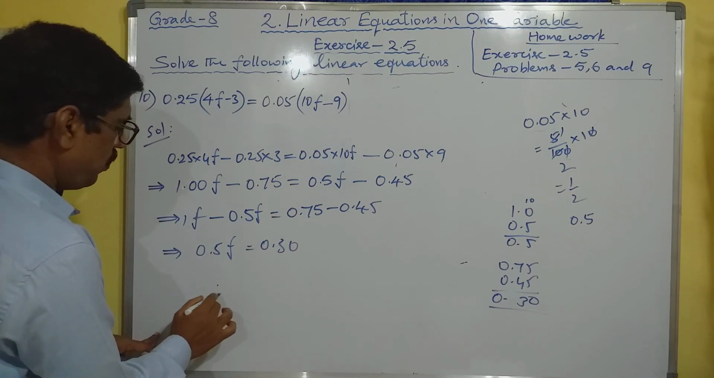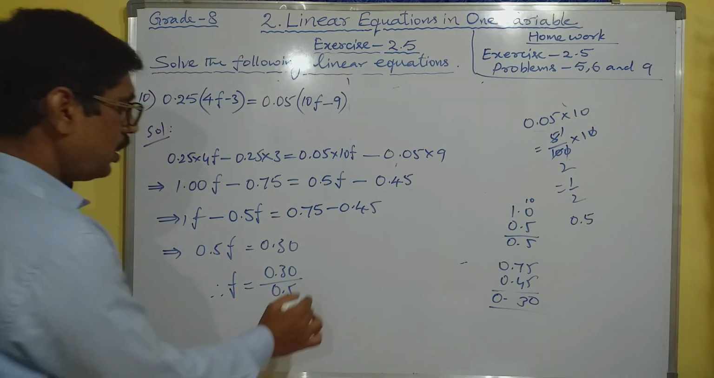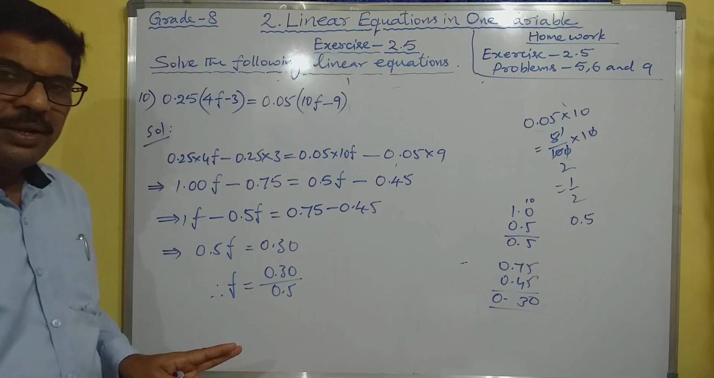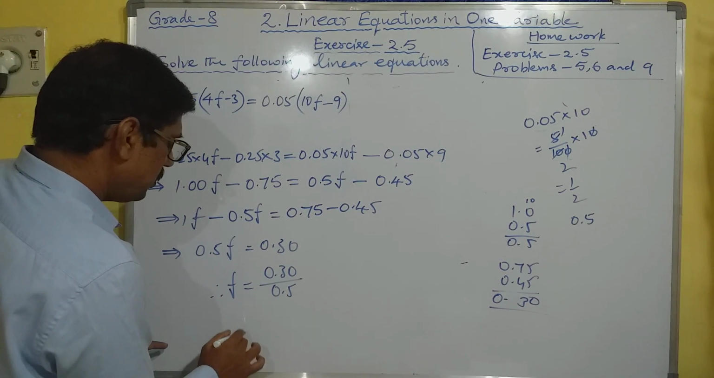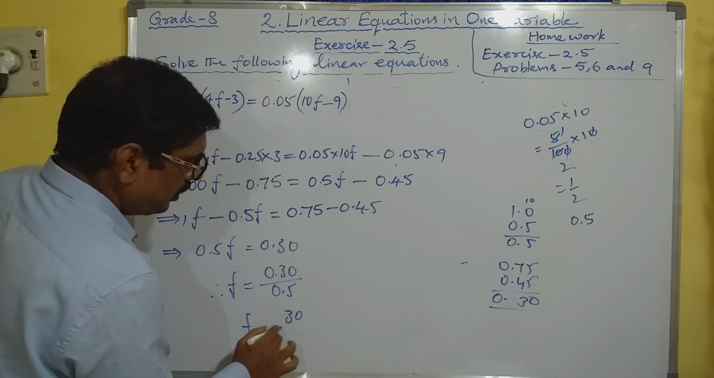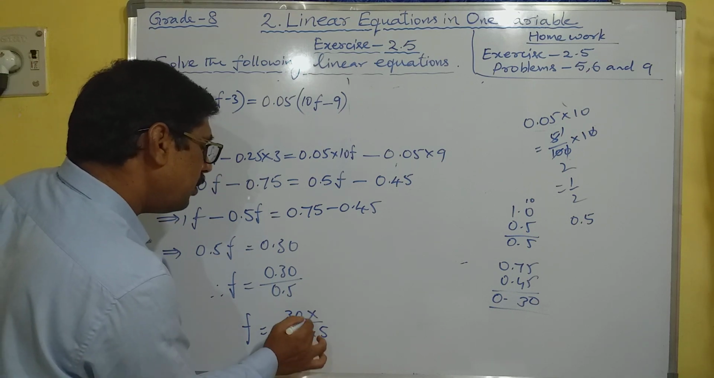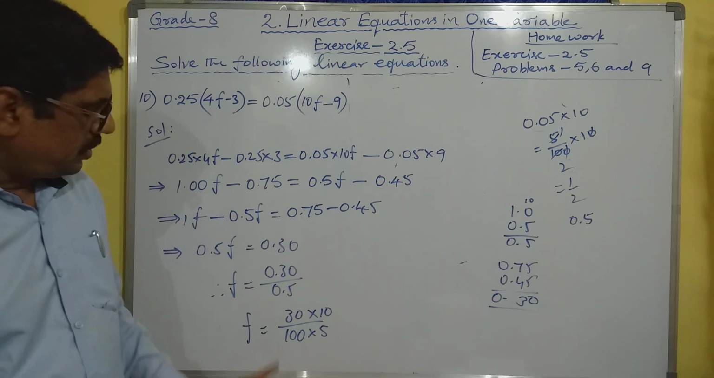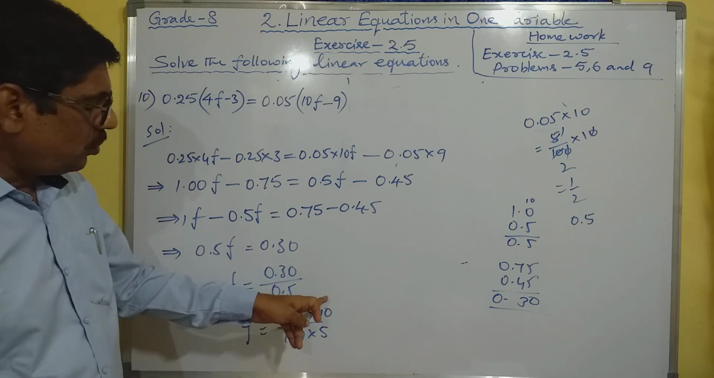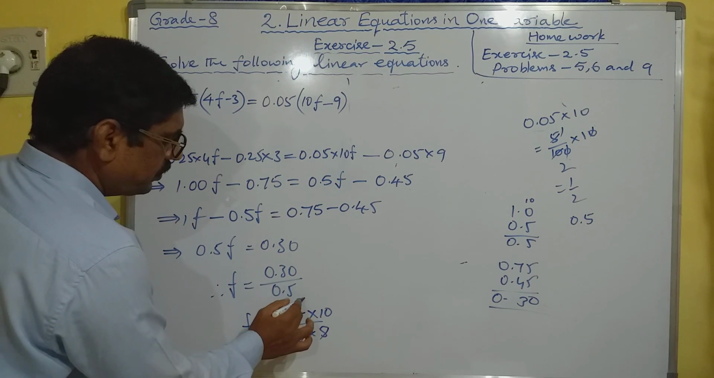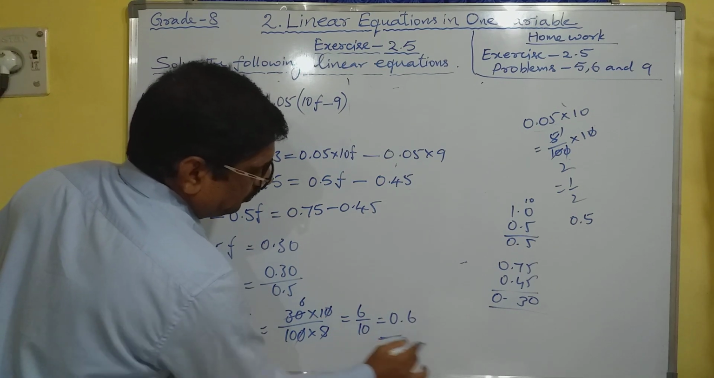Okay, now therefore f is equal to 0.30 by 0.5. If you want to remove the decimals, multiply 100 in the numerator and denominator. Otherwise, we can do it another way. 0.30 can be written as 30 by 100 and 0.5 can be written as 5 by 10. That 10 will come into the numerator as 0.5 is in the denominator. Now 5 sixes are 30, 0 will be cancelled. That is 6 by 10, and 6 by 10 is 0.6.